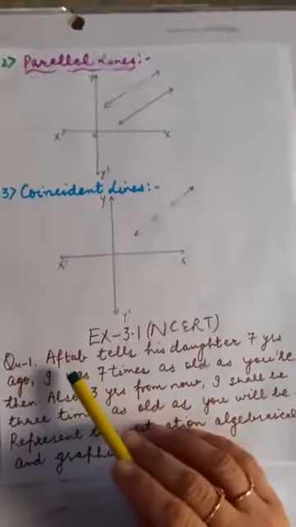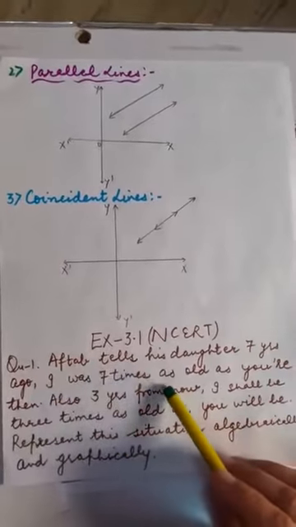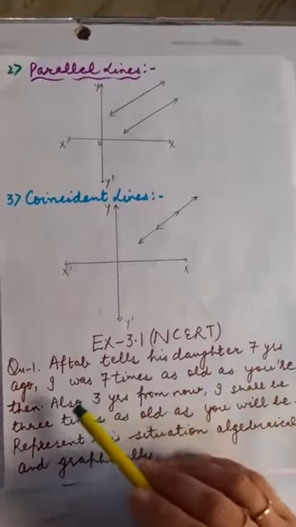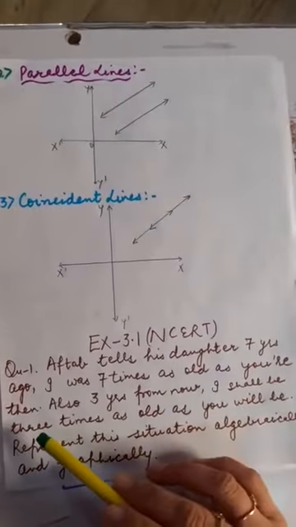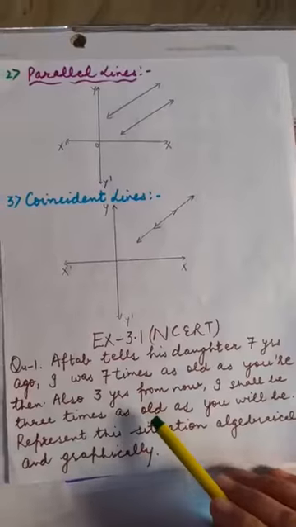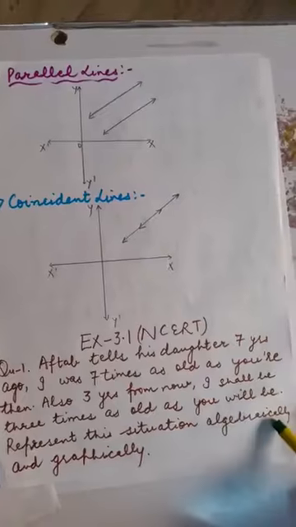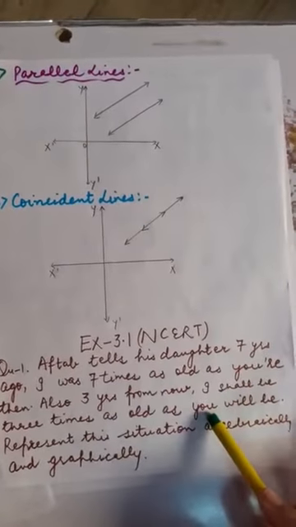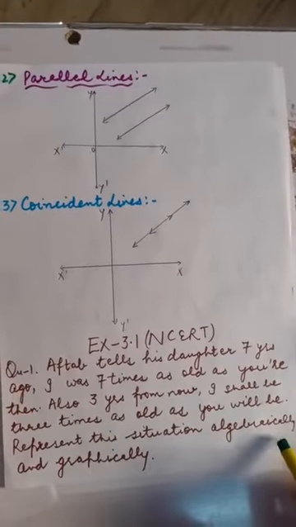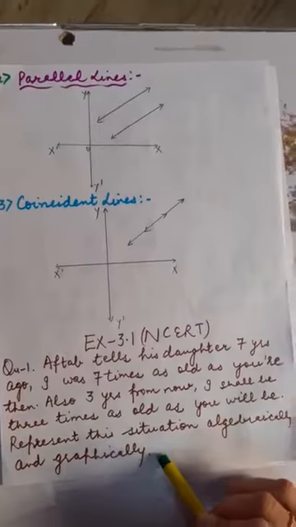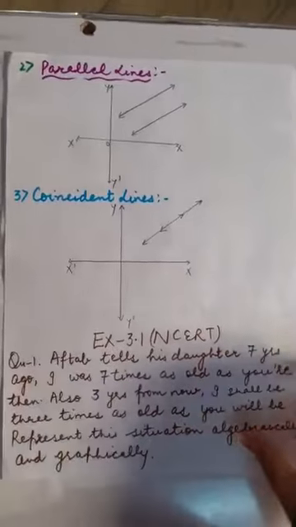Question number 1. Aftab tells his daughter, 7 years ago, I was 7 times as old as you were then. Also, 3 years from now, I shall be 3 times, or I can call it thrice, as old as you will be. Now you have to represent this situation algebraically. Algebraically, you know that whenever there is the presence of variable and constant, that expression is known as algebraic expression. And the graphical representation means using plotting the points. You have to draw the graph of this situation now.